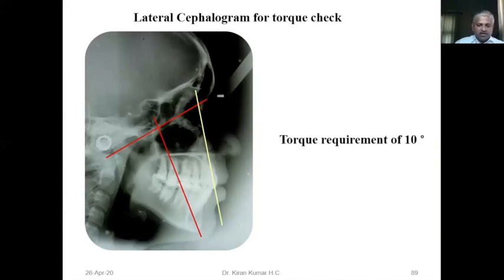As given by Burstone, the positioning of the upper incisors plays a very significant role in the stability of the overjet, overbite, and the guidance of the dentition during all the excursions. So in this case, the torque requirement was about 10 degrees.